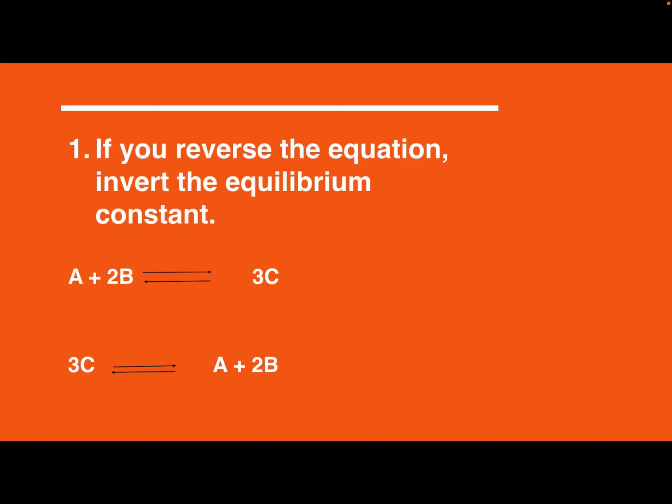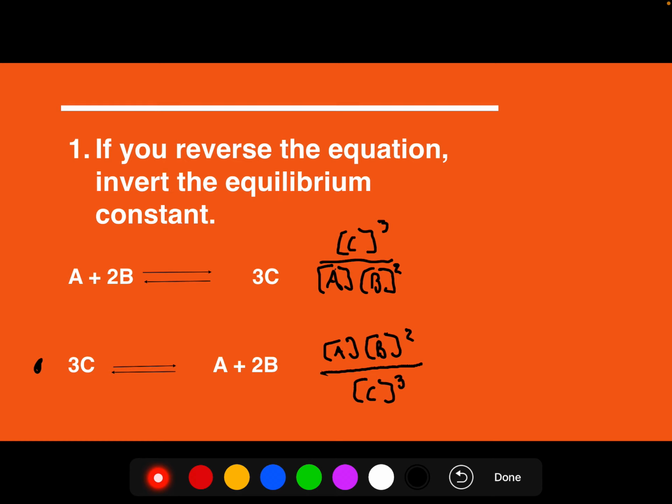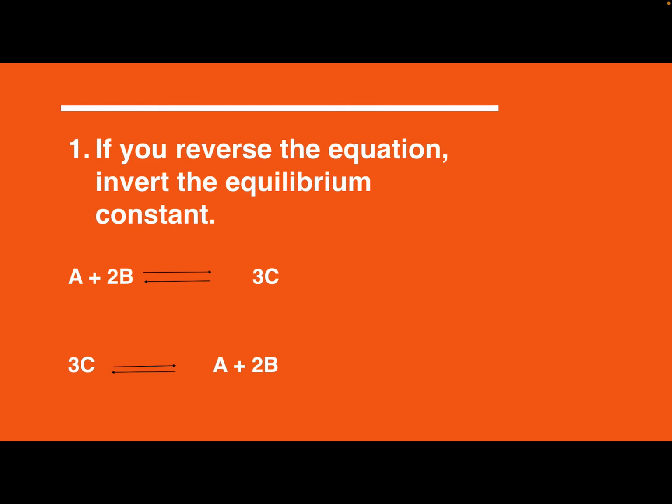And that should make sense because if it's products over reactants, in the top case, you would have C cubed over A times B squared. But in the bottom one, products over reactants would be A times B squared over C cubed, because it's products over reactants. So remember, if you reverse the equation, you invert the equilibrium constant.